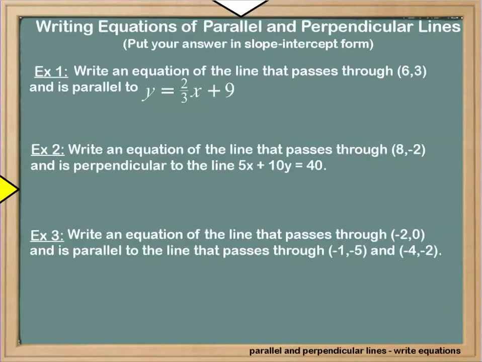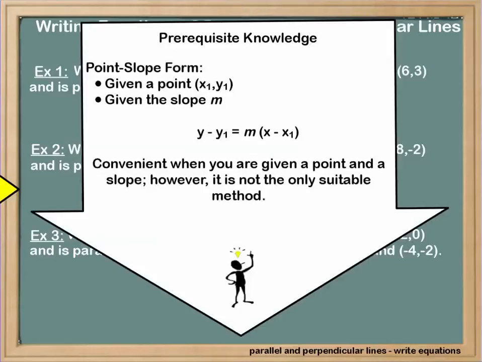Now that we know properties of parallel and perpendicular lines, we're going to write their equations. First, let's look at some prerequisite knowledge that will help us. Hopefully you will remember something called point-slope form. Point-slope form is an alternative to slope-intercept form. It's convenient whenever you're given a point and a slope.